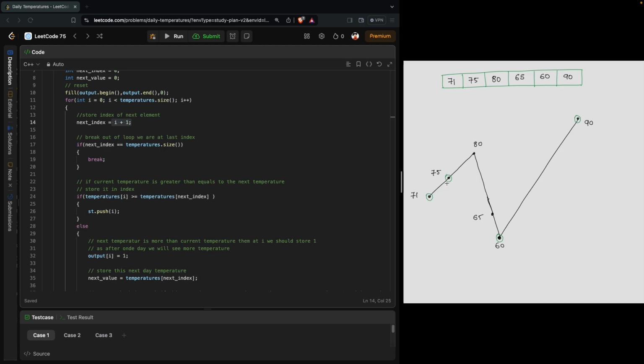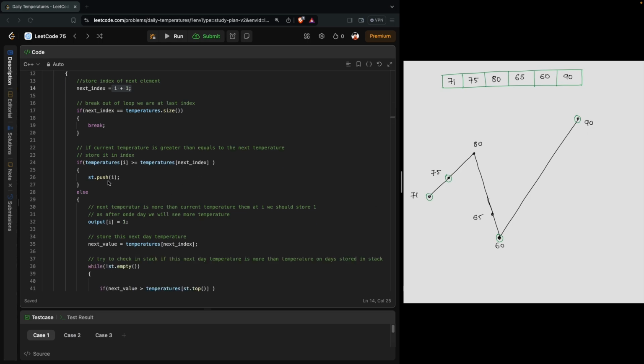If the value is increasing, right? We are at 71, the next element is 75, so the value is increasing. So in that case, this will not be true. So we can simply store 1 for the current temperature. Basically, at the index where 71 is stored, we can store 1, because after simply 1 day, the temperature is increasing.